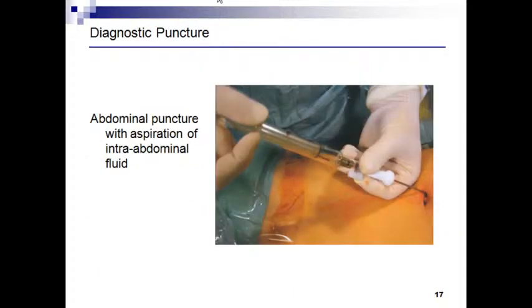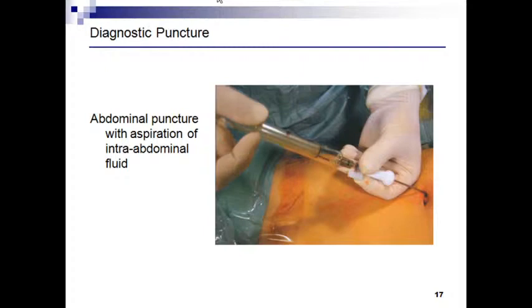Technique of diagnostic puncture is a common surgical procedure, very widespread. Different variants of diagnostic puncture. We can perform abdominal puncture, laparocentesis, or peritoneal or pleural puncture, thoracocentesis. On the slide you'll see abdominal puncture with aspiration of intra-abdominal fluid.